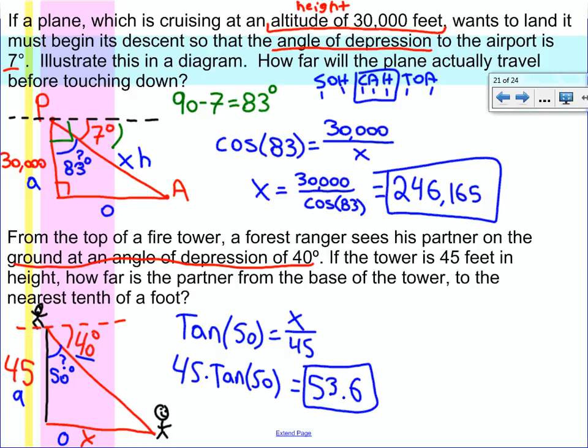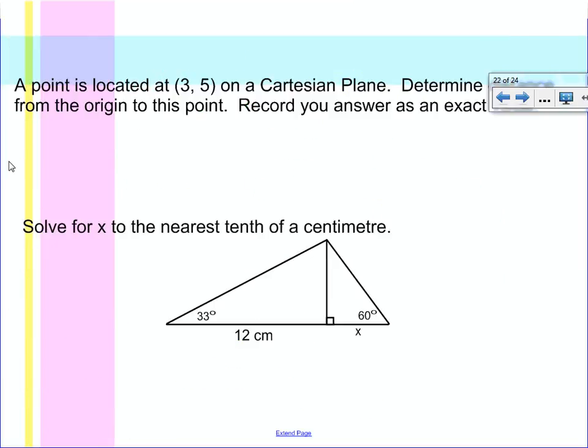Okay, we have a couple more questions to go. So this one, a point is located on a Cartesian plane. So we need to draw a Cartesian plane. The point is at 3, 5. So 1, 2, 3, and then 1, 2, 3, 4, 5. It's up here. Determine the distance to the origin. The origin is the very center, so we're trying to figure out how far this is. How far is that line?